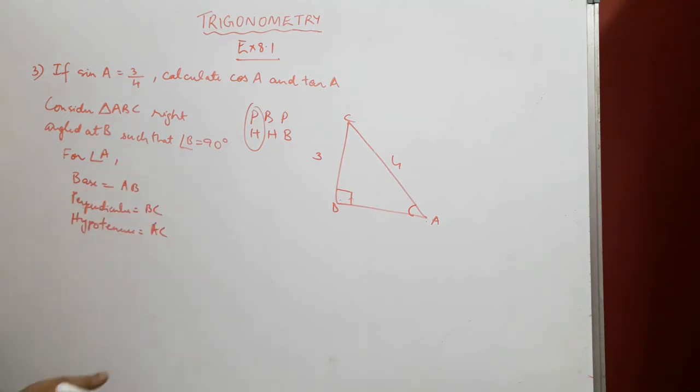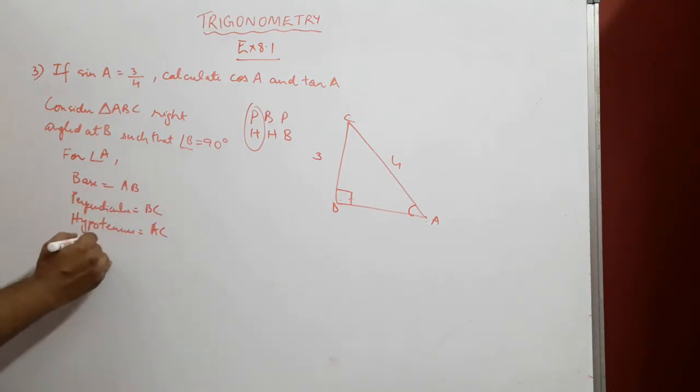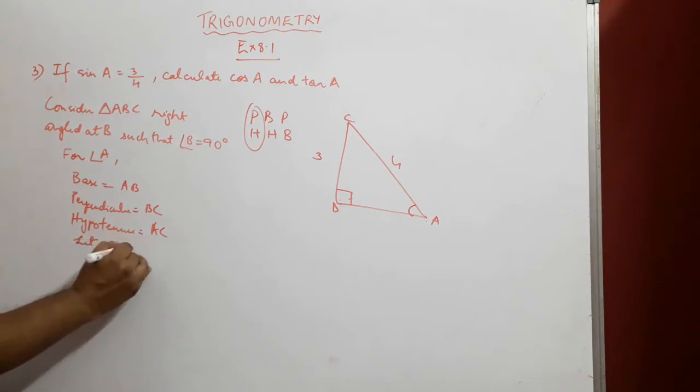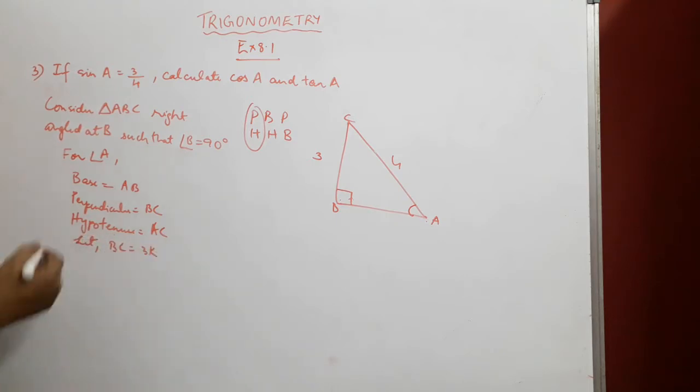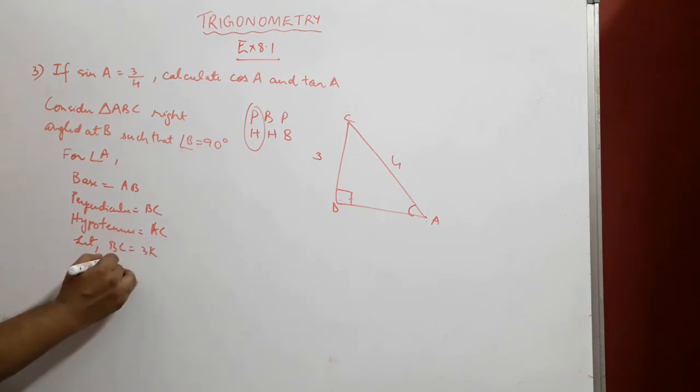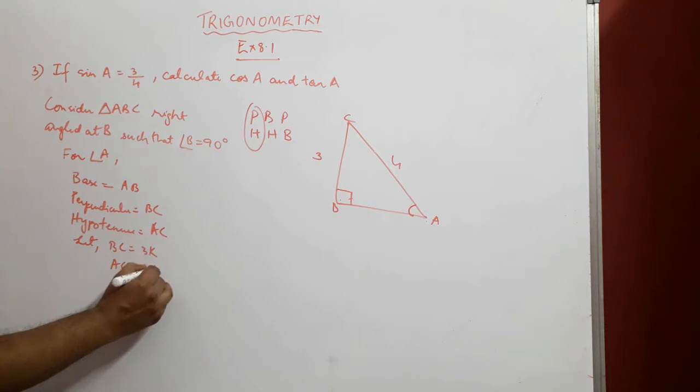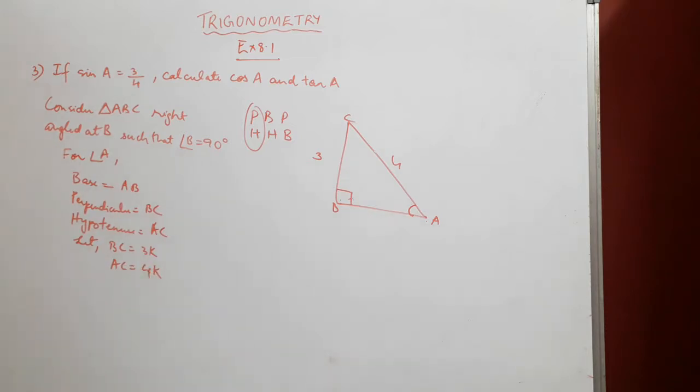Now there are no units given, so we'll assume let BC equal 3K. K is just some unit. And AC equal to 4K. So 3K and 4K.